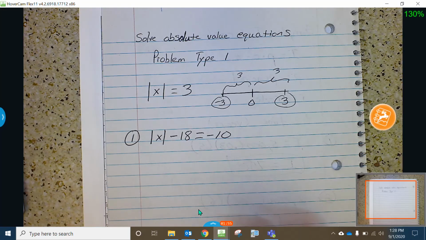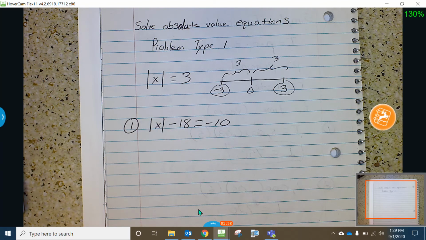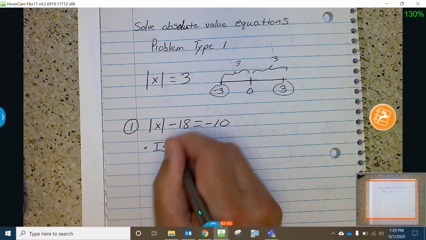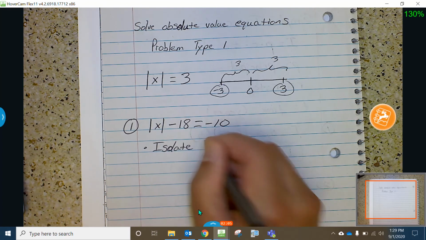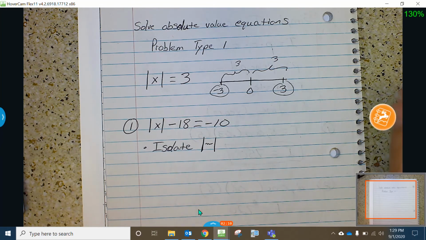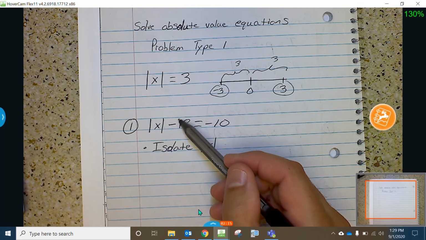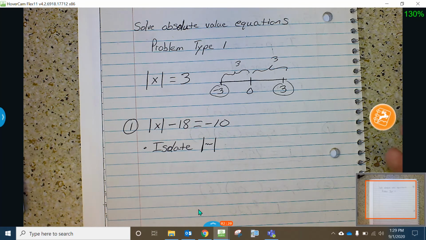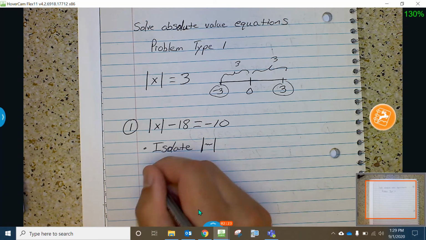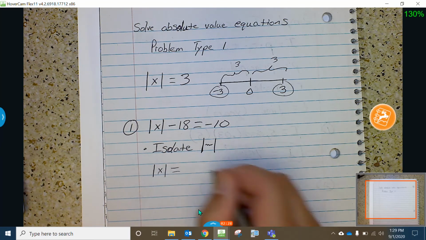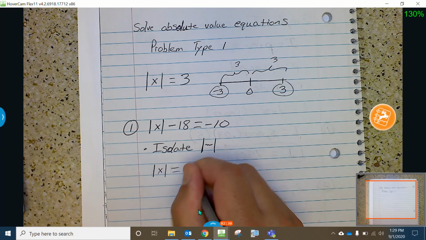So a couple steps. For the basic problems, the steps aren't as important, but this first one definitely is. Isolate the absolute value, whatever's inside of there. Isolate that absolute value, so you have to get it all alone. So what would we do? How do we get rid of this minus 18? We would add 18 to both sides. So the absolute value of x equals -10 plus 18, which is 8.